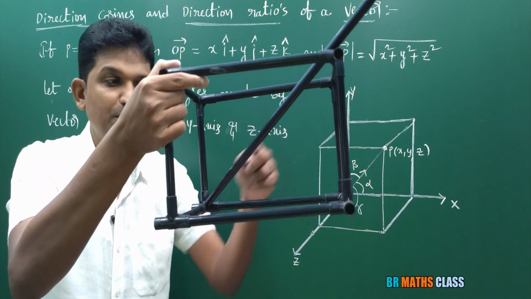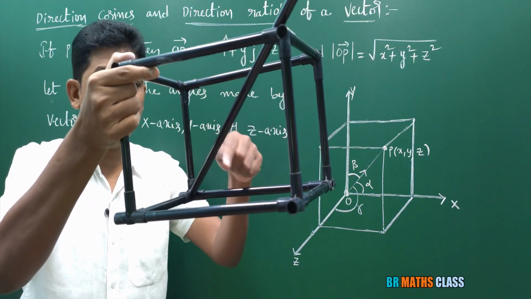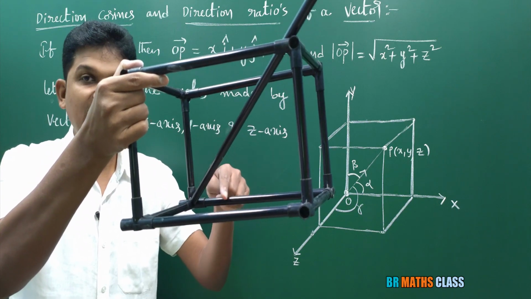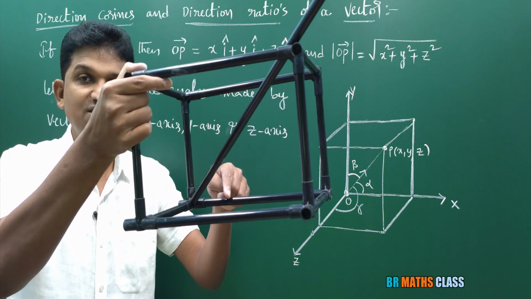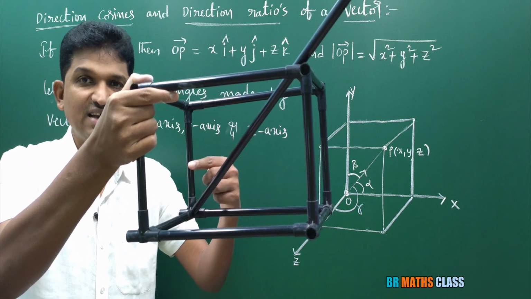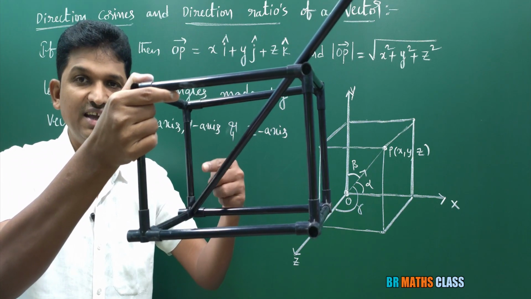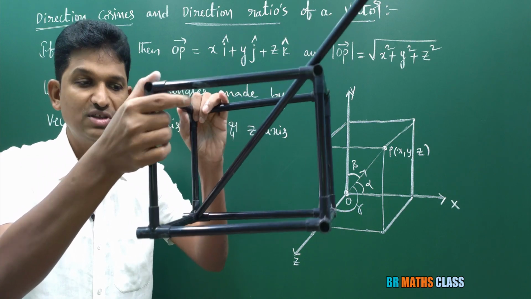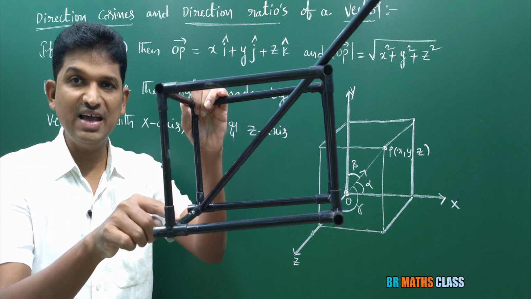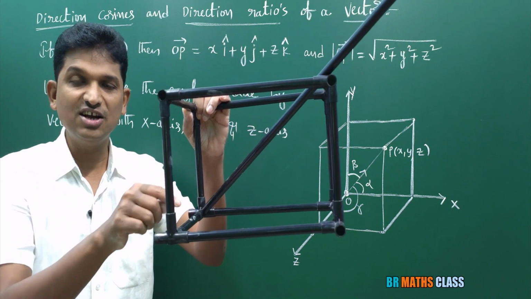See, this is OP bar. This is the angle made by OP bar with the x-axis, and this angle is alpha. This is the angle made by OP bar with the y-axis, and this angle is beta. Now observe, this is the z-axis. This is the angle made by OP bar with the z-axis, and I take this angle as gamma.